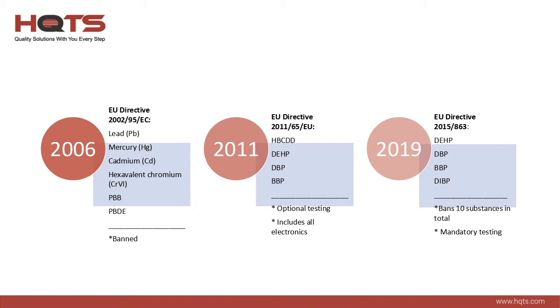The 2015 directive revised 2011 and added restrictions for 4 additional phthalates as shown in this slide. As mentioned previously, this will go into effect in 2021. Under the new guidelines, mandatory testing is now required for 10 substances that have been banned from the EU. You can see the complete table for all these substances that are banned by RoS directives in our next slide.